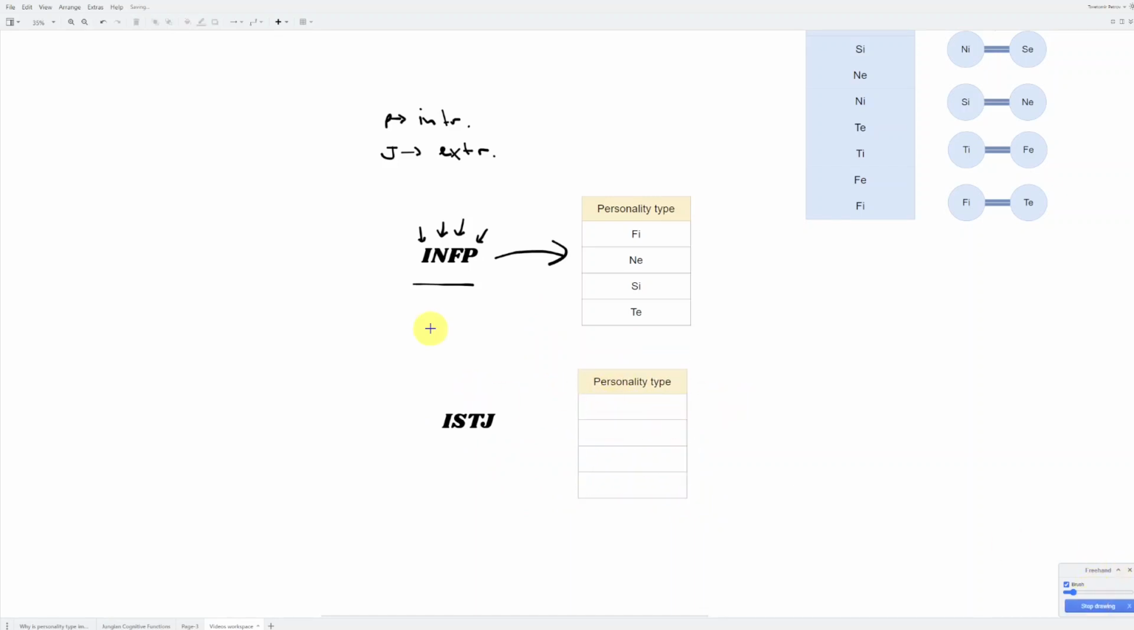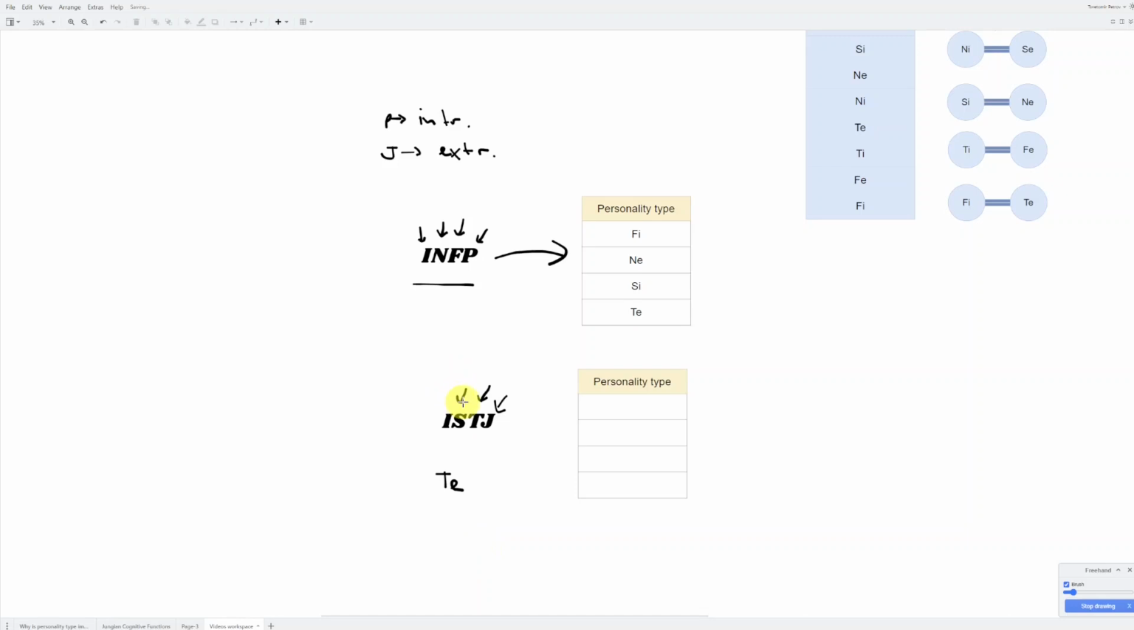Again, we start with the third function, the third letter here. The third letter is T, thinking, so we know that we have a thinking function. Now we look at the fourth letter, which is J. J means extroverted, so this thinking function is going to be extroverted. So we found out one of the functions.